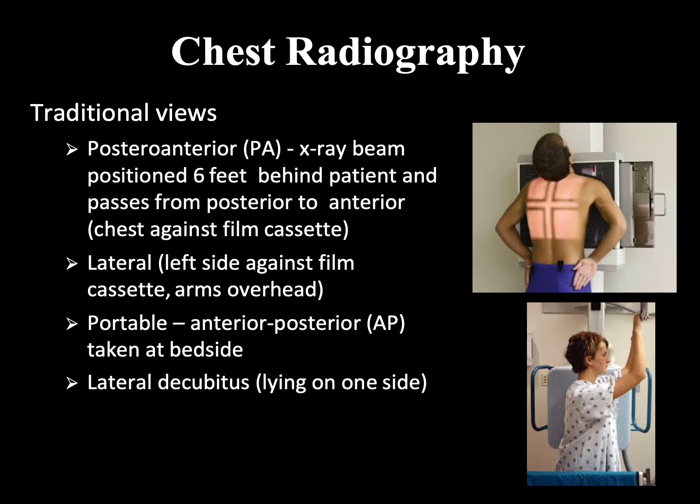Our traditional views are a PA view, where the patient is standing in front of the x-ray film, and the x-ray beam is directed from the posterior portion into the film. There can be a lateral view as well. We have to have the arms overhead to clear the shoulder and upper extremity out of the way to better visualize the chest. Occasionally, portables are done for patients who aren't able to get out of bed or can be better assessed at bedside, and these are done with an AP view.